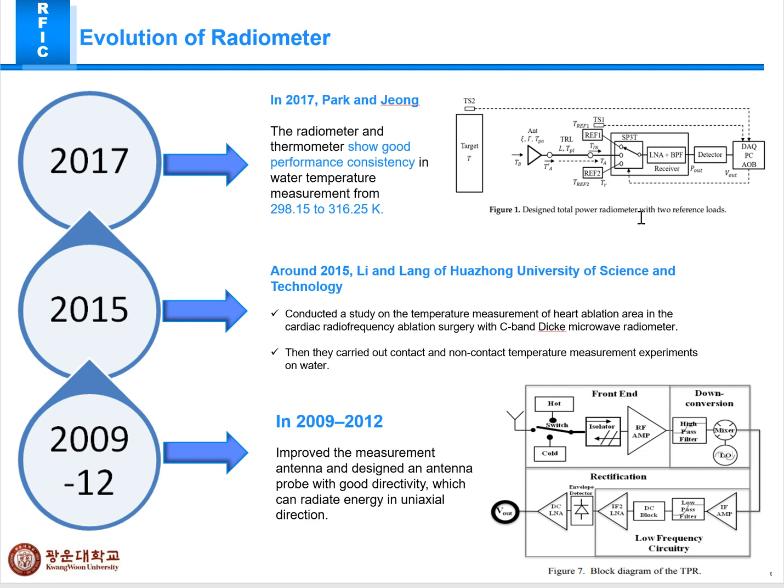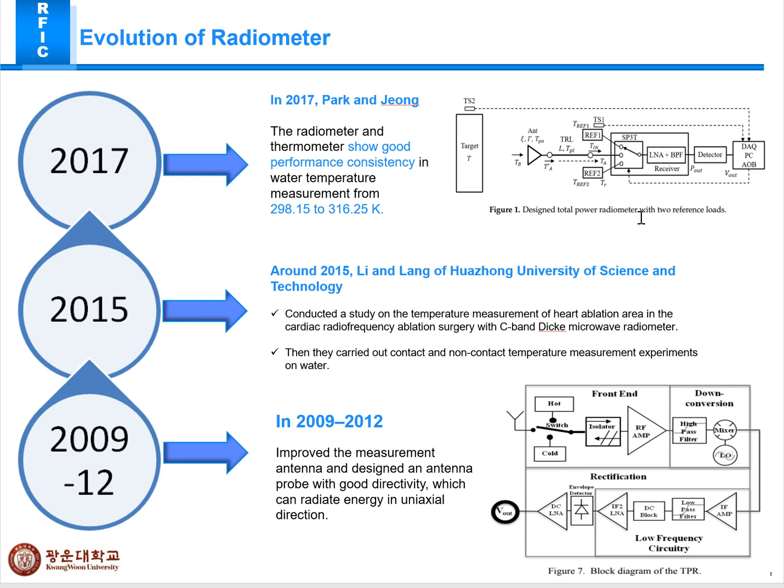In the last, which was held in 2017, Park and John, the radiometer thermometer shows a good performance in water temperature measurement, which is 298.15 to 316.25. When you convert this Kelvin into Celsius, it goes to minus. This frequency lies in minus. So this was the major drawback they had in that experiment.